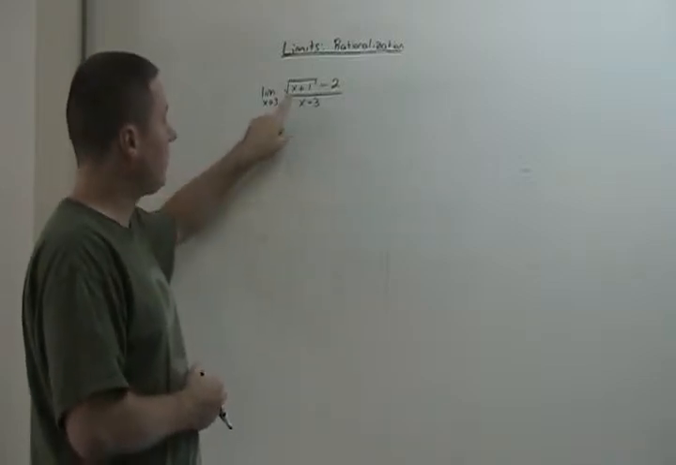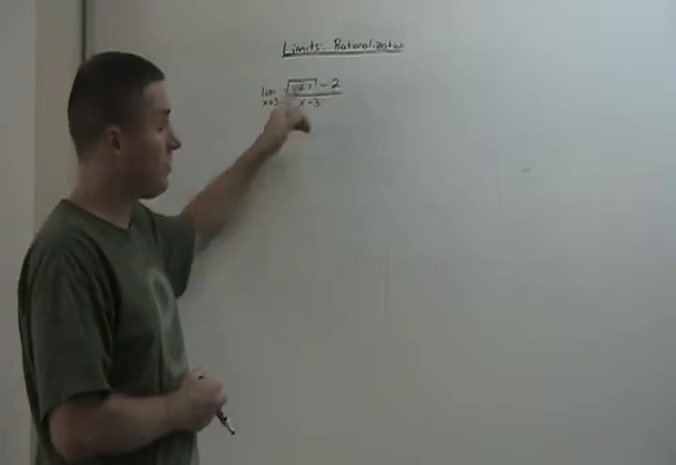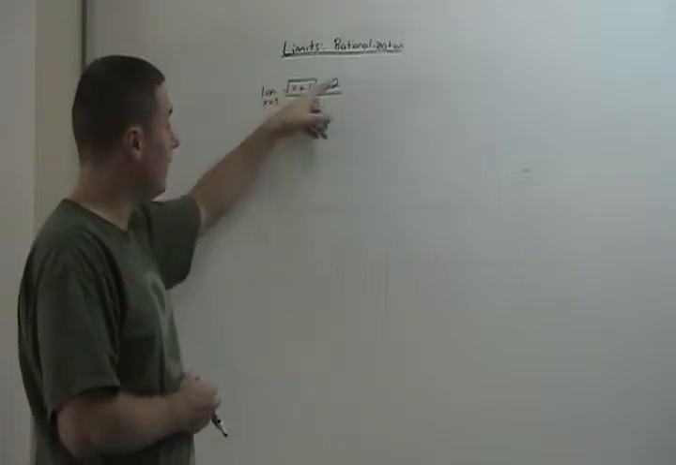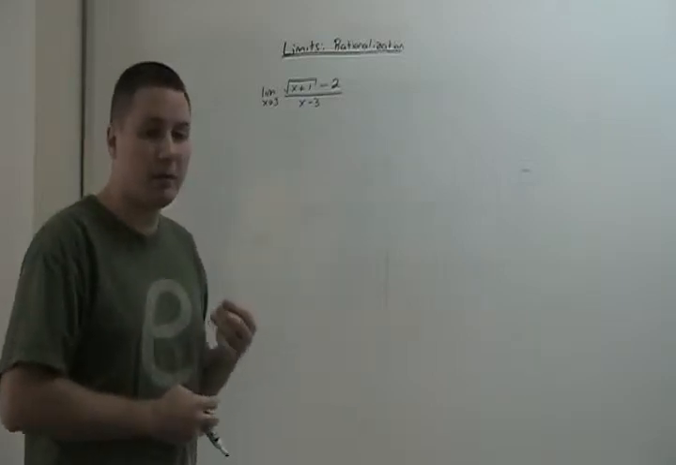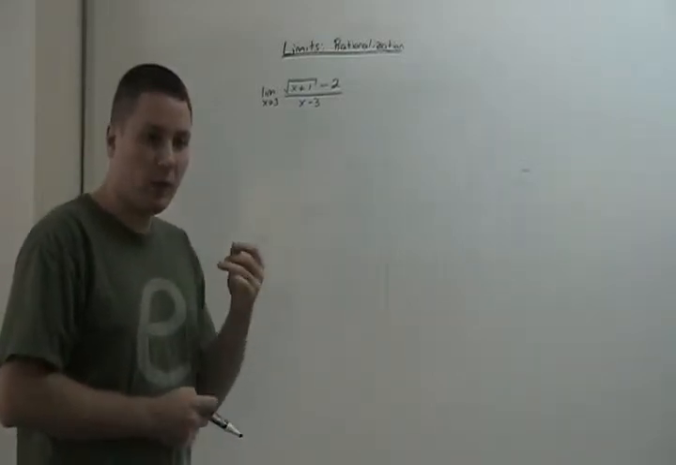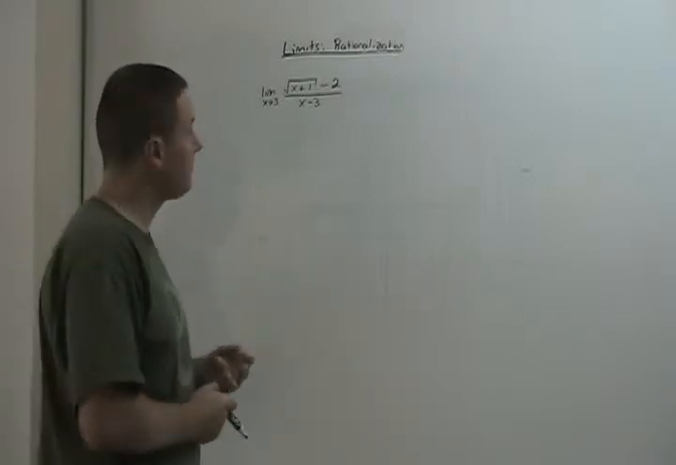Plug 3 in, and you're going to get square root of 4 minus 2. So square root of 4 is 2, so you're going to get 0 on top and 0 on the bottom. Now that's that indeterminate form again that says that while this is undefined right now, there is a limit and we can find it. Alright?